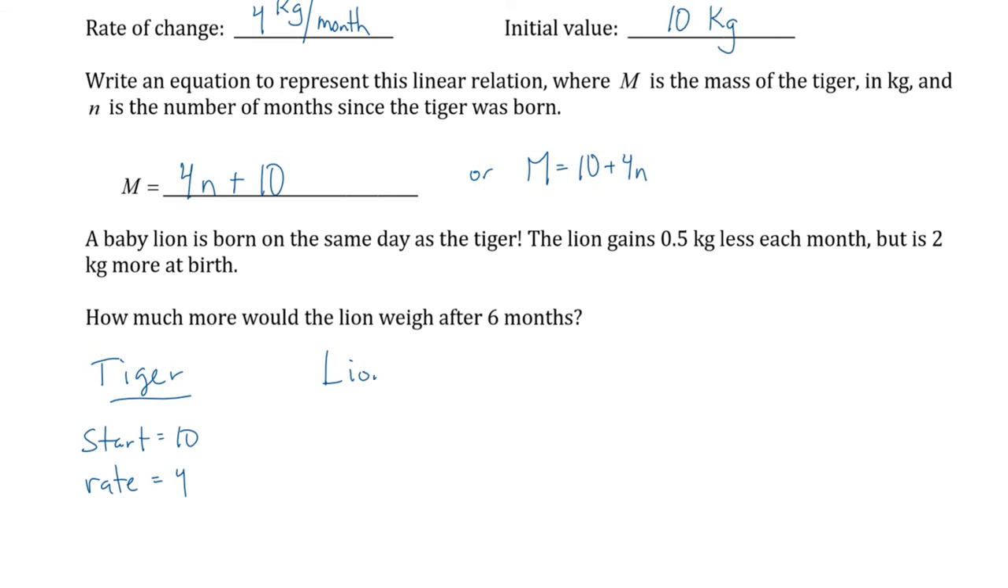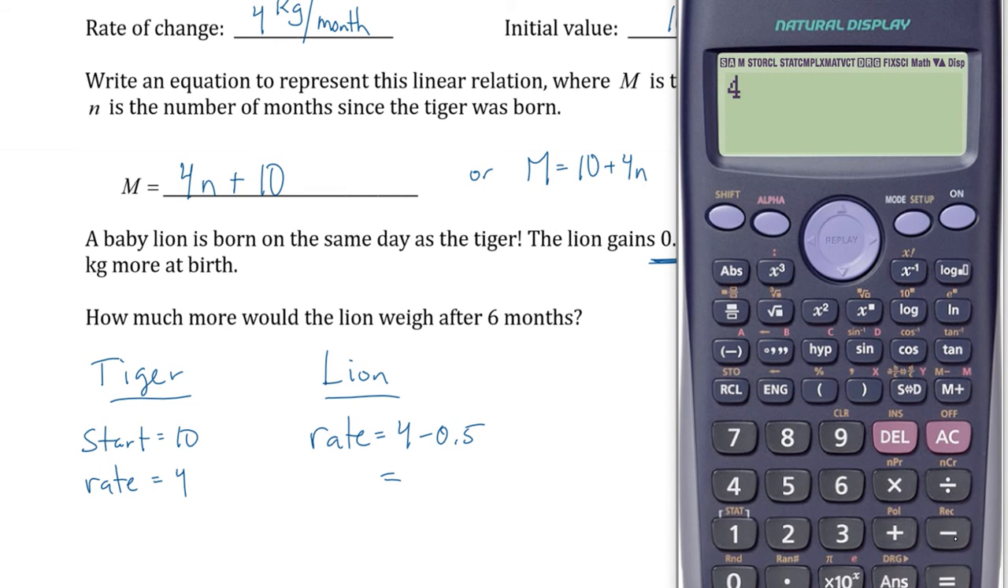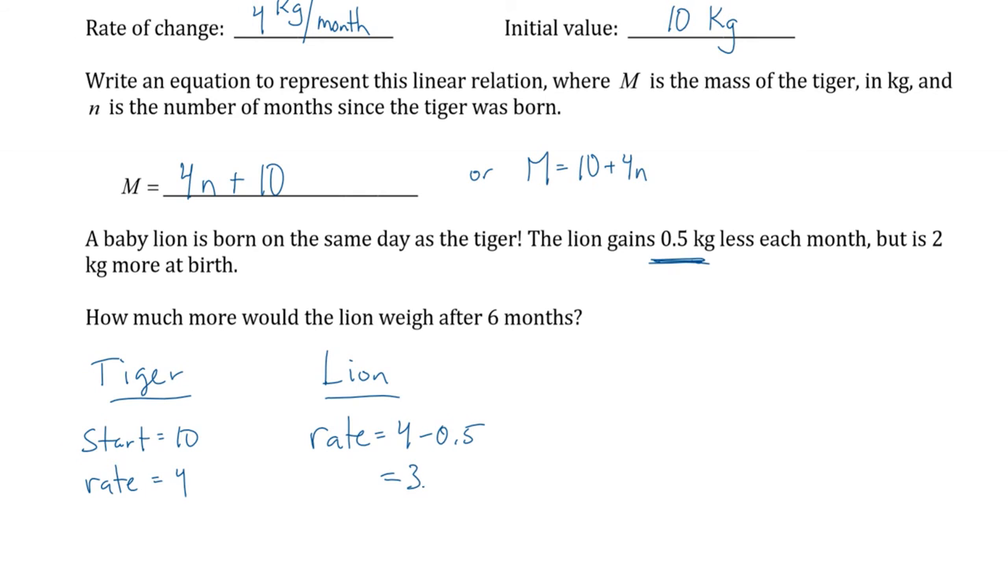So now let's see if I can do the lion. The lion gains 0.5 kilograms less each month. So that's the rate, because it says each. So the rate is 0.5 kilograms less than the rate of the tiger, which is 4 minus 0.5, which is, I don't want 7 over 2, I want 3.5. Okay, 3.5.